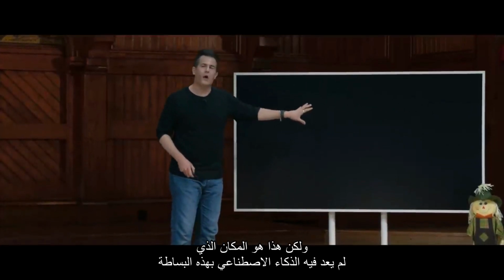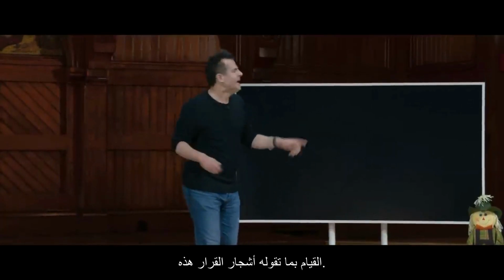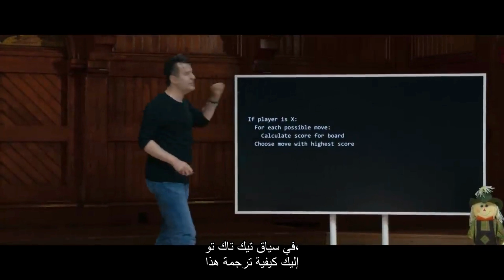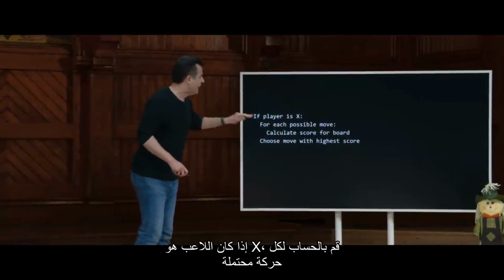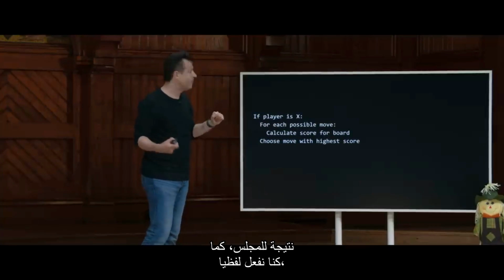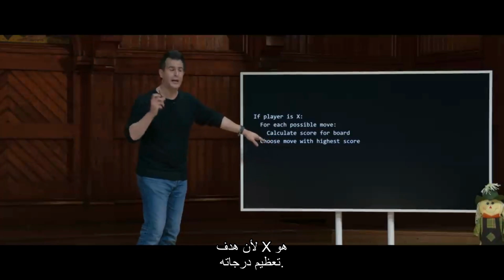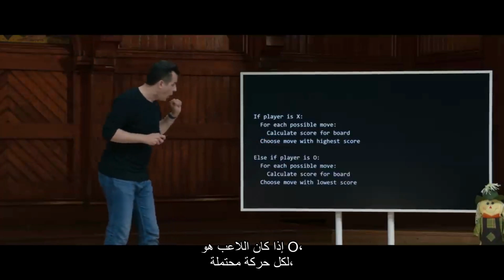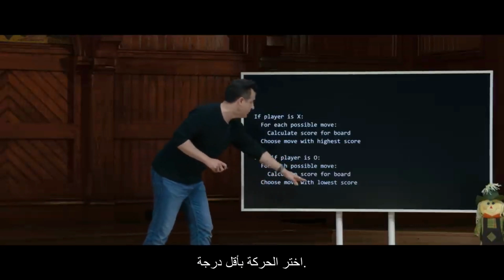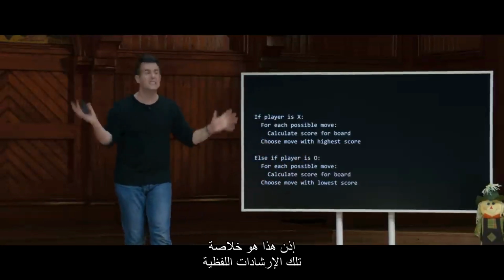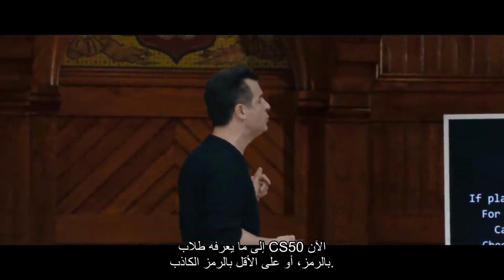But this is where AI is no longer as simple as just doing what these decision trees say. In the context of tic-tac-toe, here's how we might translate this to code. If player is X, for each possible move, calculate a score for the board, as we were doing verbally, and then choose the move with the highest score, because X's goal is to maximize its score. If the player is O, though, for each possible move, calculate a score for the board, and then choose the move with the lowest score. So that's a distillation of that verbal walkthrough into what CS50 students know now as code, or at least pseudocode.